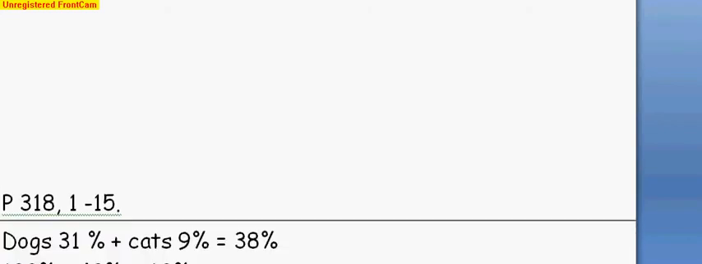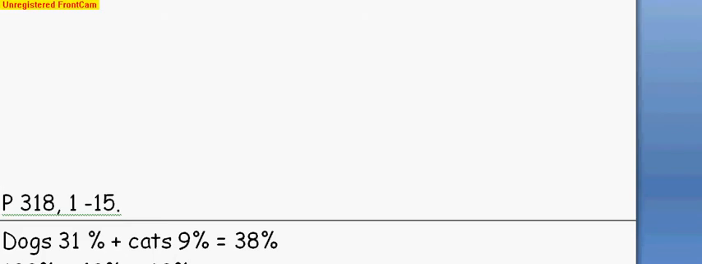We're going to be looking at page 318, exercises 1 through 15. This is a chapter review for when you have your test. Okay. Number 1 is a pie chart, and it says what percent of animals in the farm are dogs. So you look at the chart and it's the purple, so the dogs is 31%.